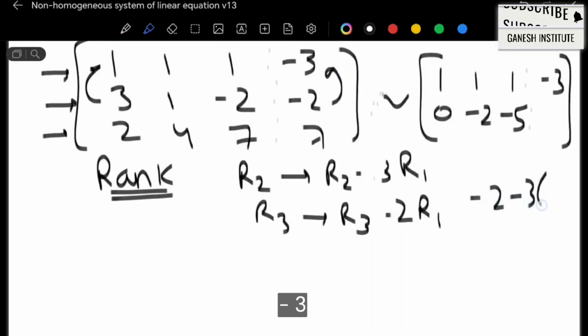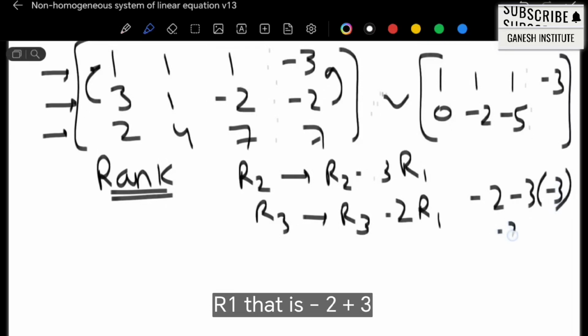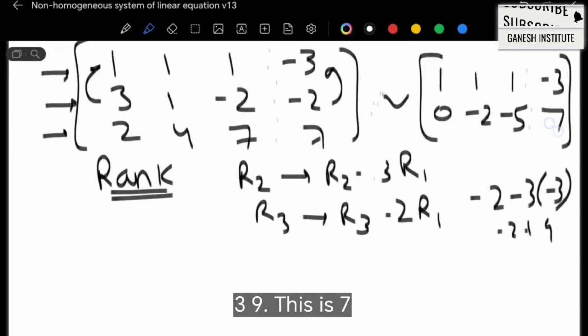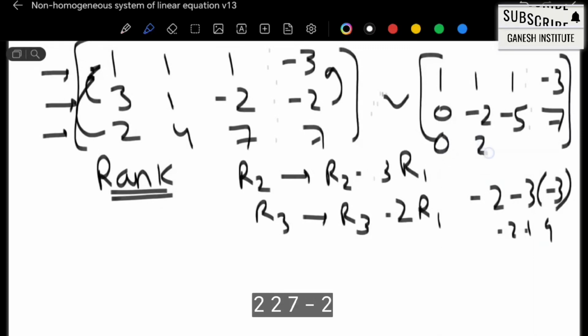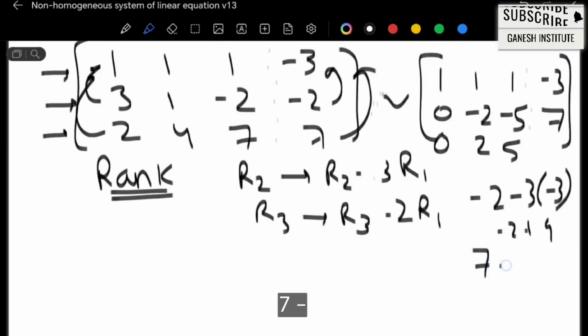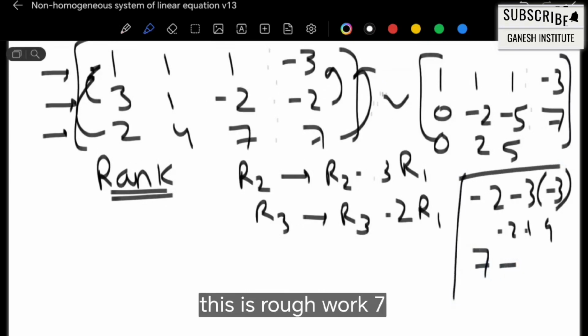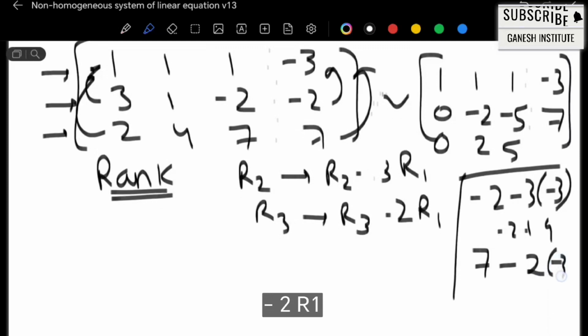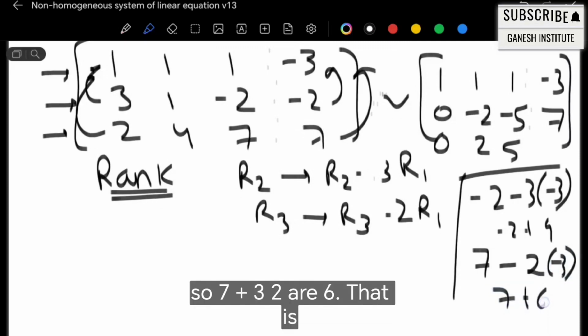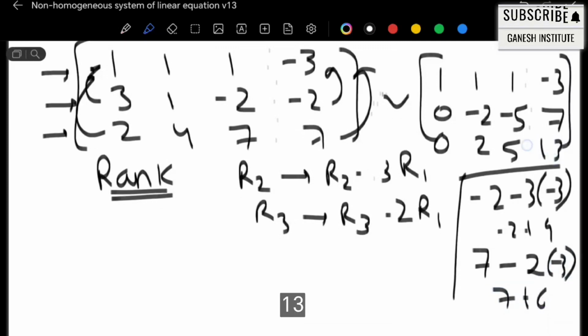minus 3R1, that is minus 2 plus 3 is 9, this is 7. Then we have R3 minus 2R1: 2 minus 2, 0; 4 minus 2, 2; 7 minus 2, 5. Then 7 minus, this is rough work, 7 minus 2R1. So 7 plus 3 is 6, that is 13. Right?